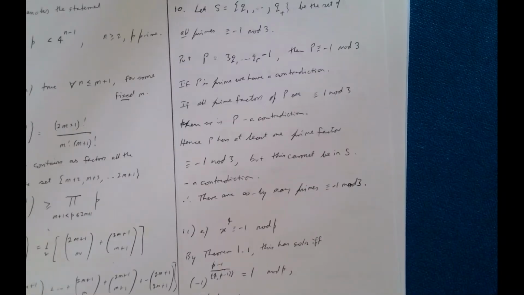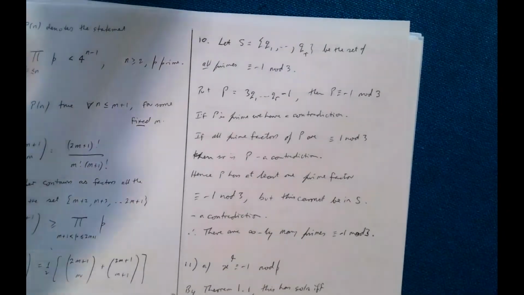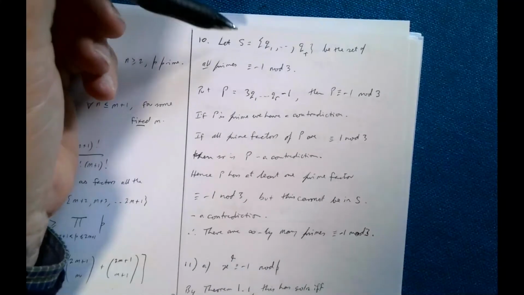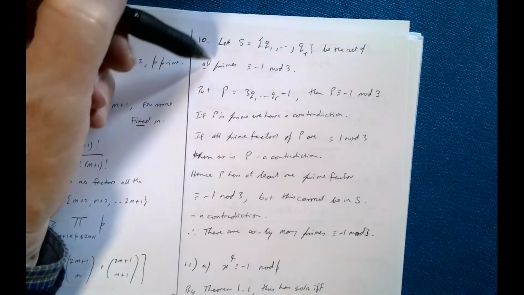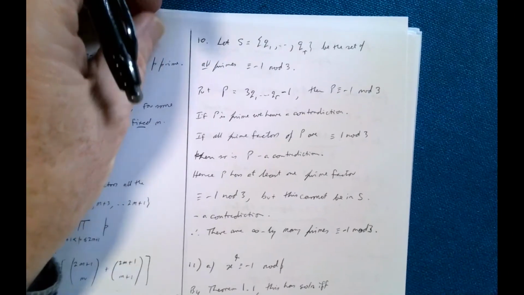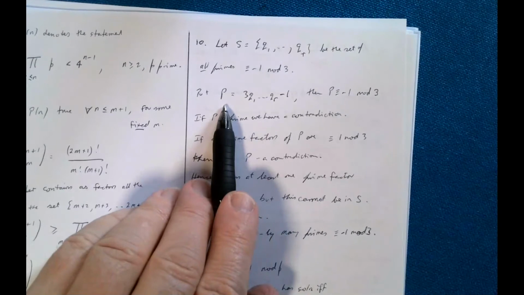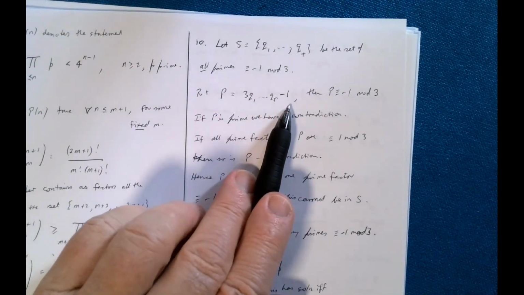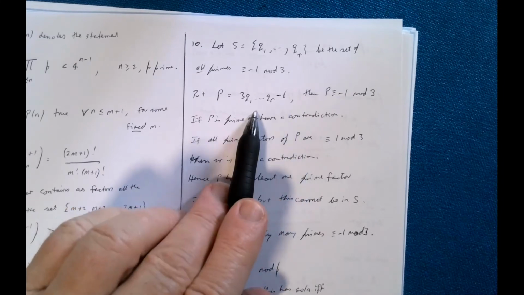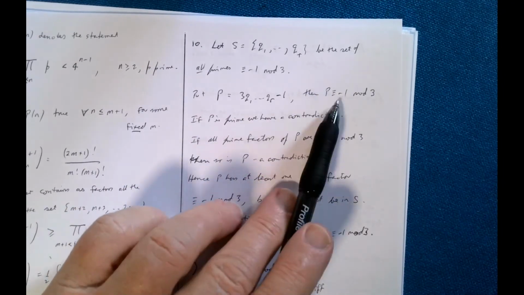So for question 10, we'd set it out in the same way as we did before. So we assume the contrary. We let S, Q1 up to QR, be the set of all primes that are congruent to -1 mod 3. We assume there's only finitely many for the moment. And we put P, capital P, to be 3 times the product of these, -1. So it's a slight variation on Euclid's proof. Now we just note that this P is -1 mod 3.